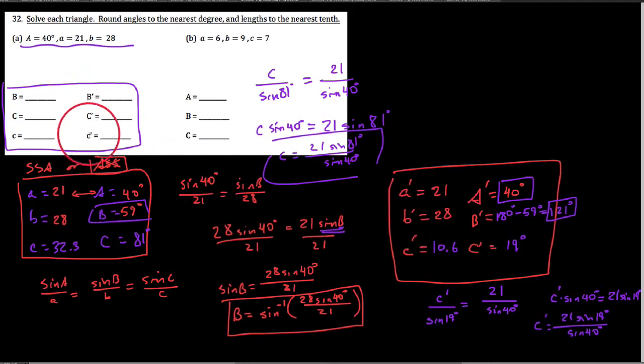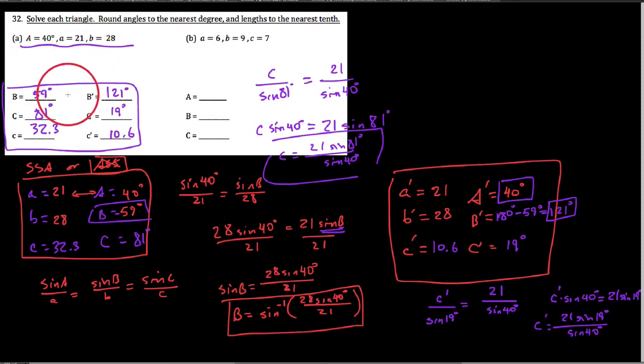Now, what am I going to write up here? In terms of what we found, angle B was 59 degrees, capital C was 81 degrees, and lowercase c is 32.3 units long. But in our second possible triangle, we found that capital B prime was 121 degrees, capital C prime as a result was 19 degrees, and then little c prime, which we just solved for using the law of sines, is 10.6.